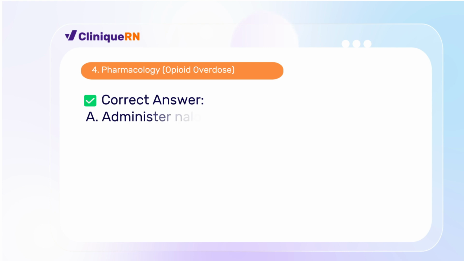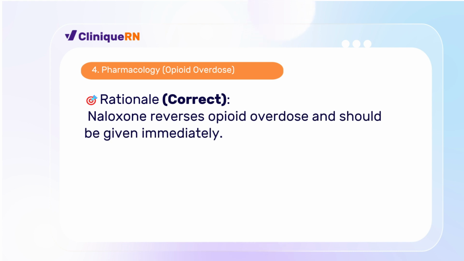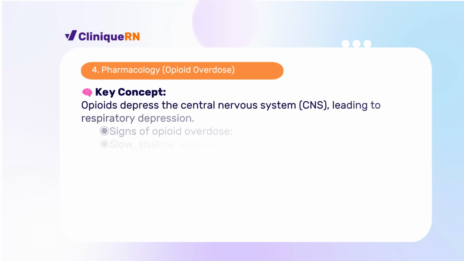Correct answer. A. Administer naloxone. Rationale. Correct. Naloxone reverses opioid overdose and should be given immediately. Incorrect. B and C. Supportive measures are helpful but do not address the root cause. D. While important, it is not the immediate priority.